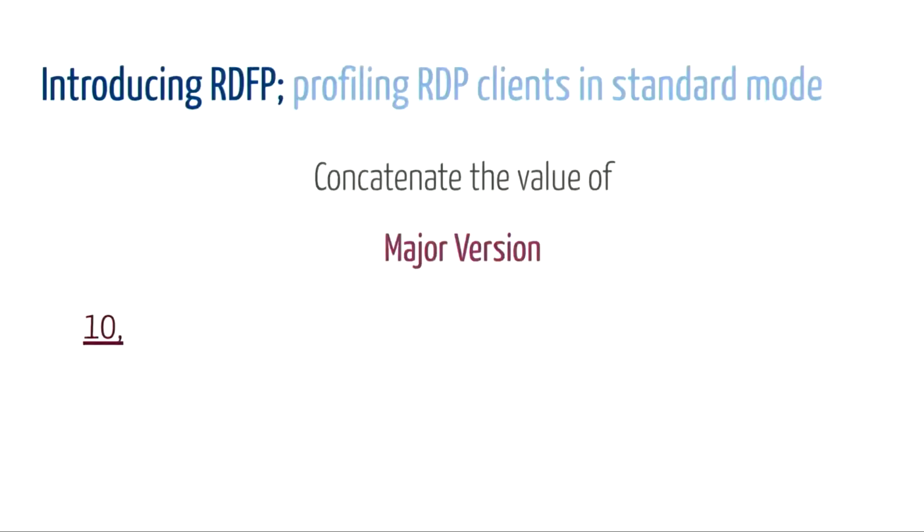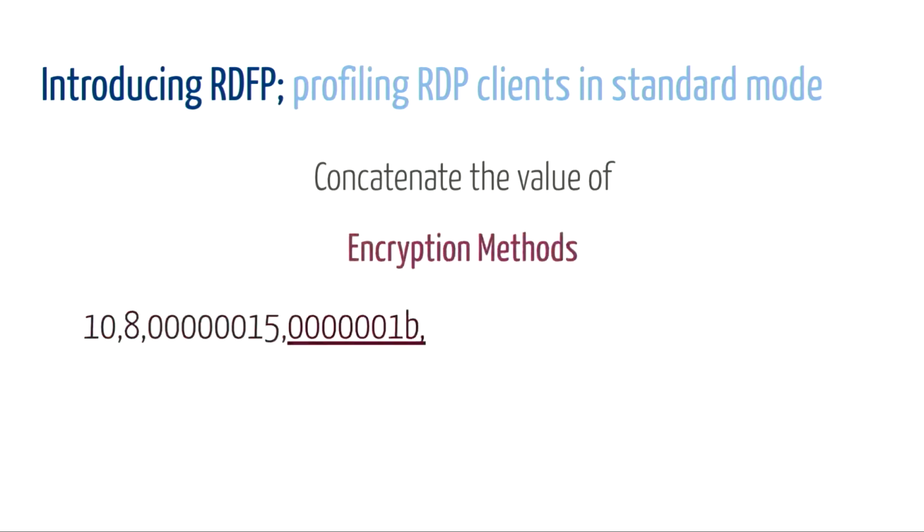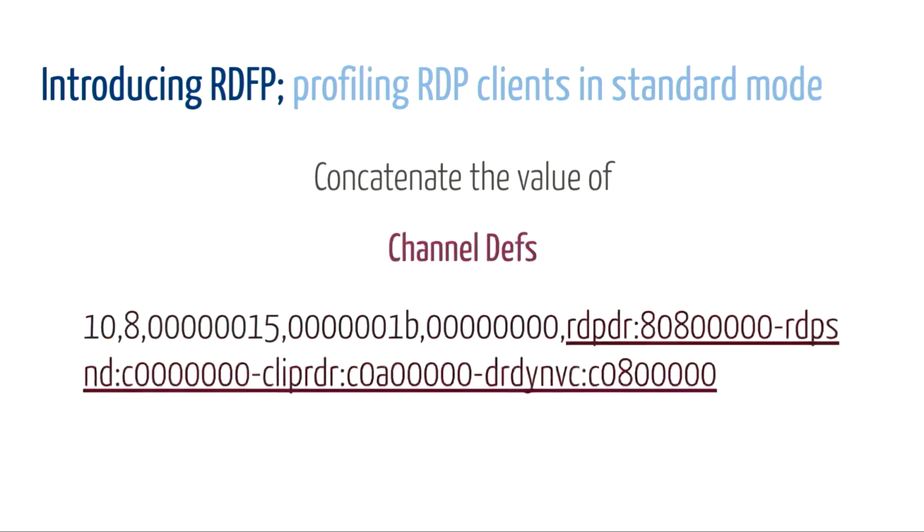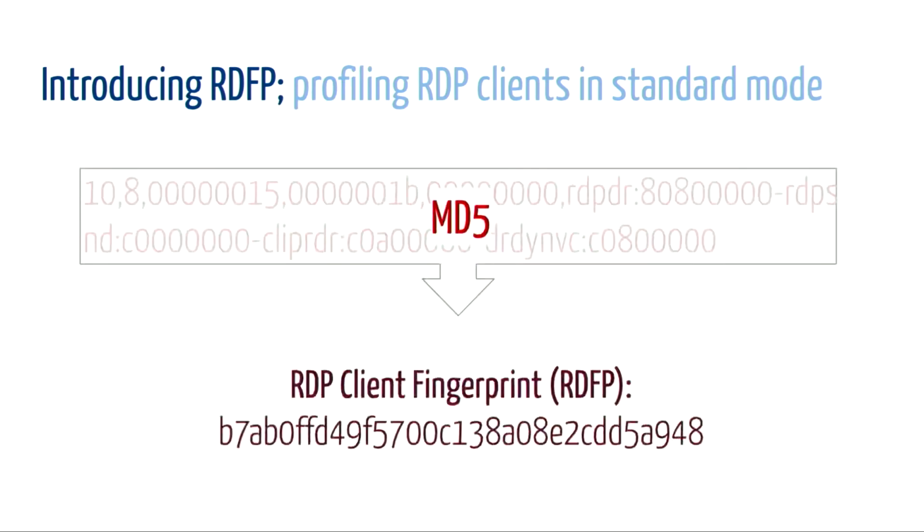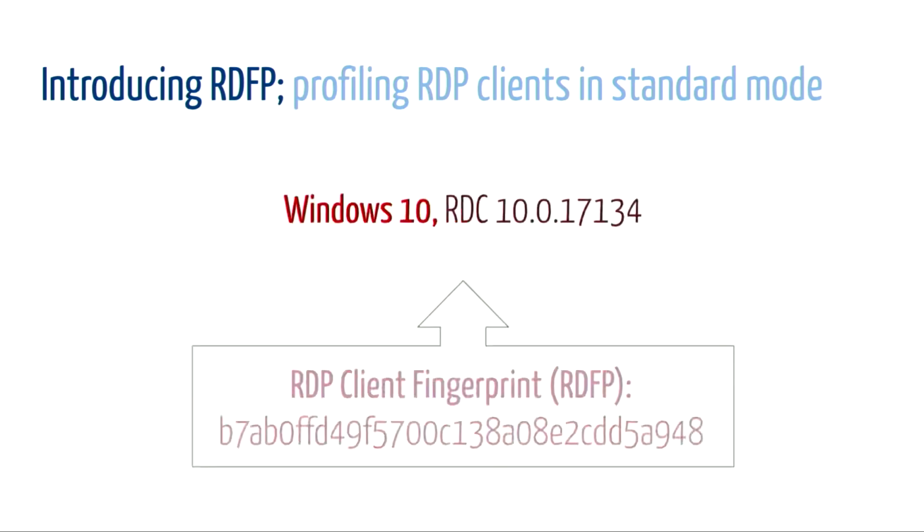So here's an experimental fingerprinting method for standard RDP security I created, and in the same way as JA3, we extract some fields and concatenate them to generate the fingerprint. So: major and minor version, cluster flags, encryption methods, EXT encryption methods, and then the channel def. We apply MD5, and this is a fingerprint for that RDP client. In this case, it's Windows 10.